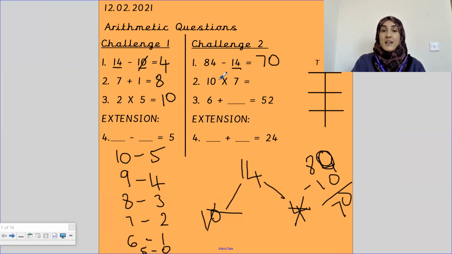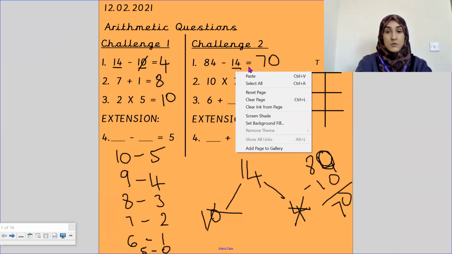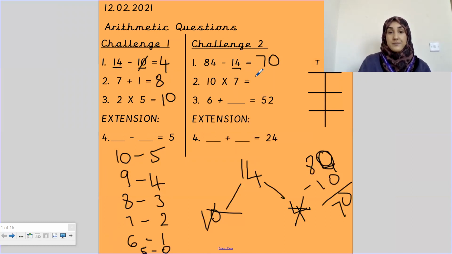Next, we have 10 lots of 7. Hold up 10 fingers. Either you can count in your 7s or hold up 7 fingers and count in your 10s. Whichever one you choose. Let's do counting in our 10s. 10, 20, 30, 40, 50, 60, 70. 7 lots of 10 equals 70. Oh, 1 and 2 have the same answer.